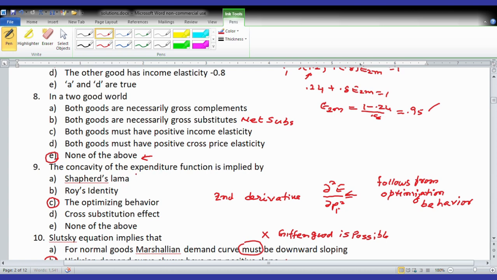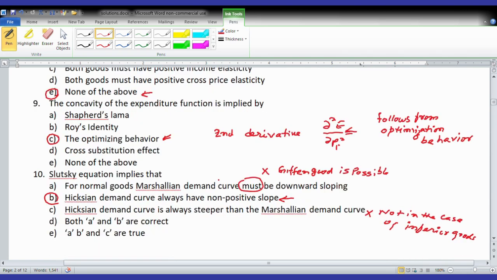Now, the concavity of the expenditure function is implied by the optimizing behavior. This is something that we had seen in the class. It is straightforward that, for example, when prices are increasing, expenditures will be increasing at a decreasing rate. It's for this reason that option C is the correct one.